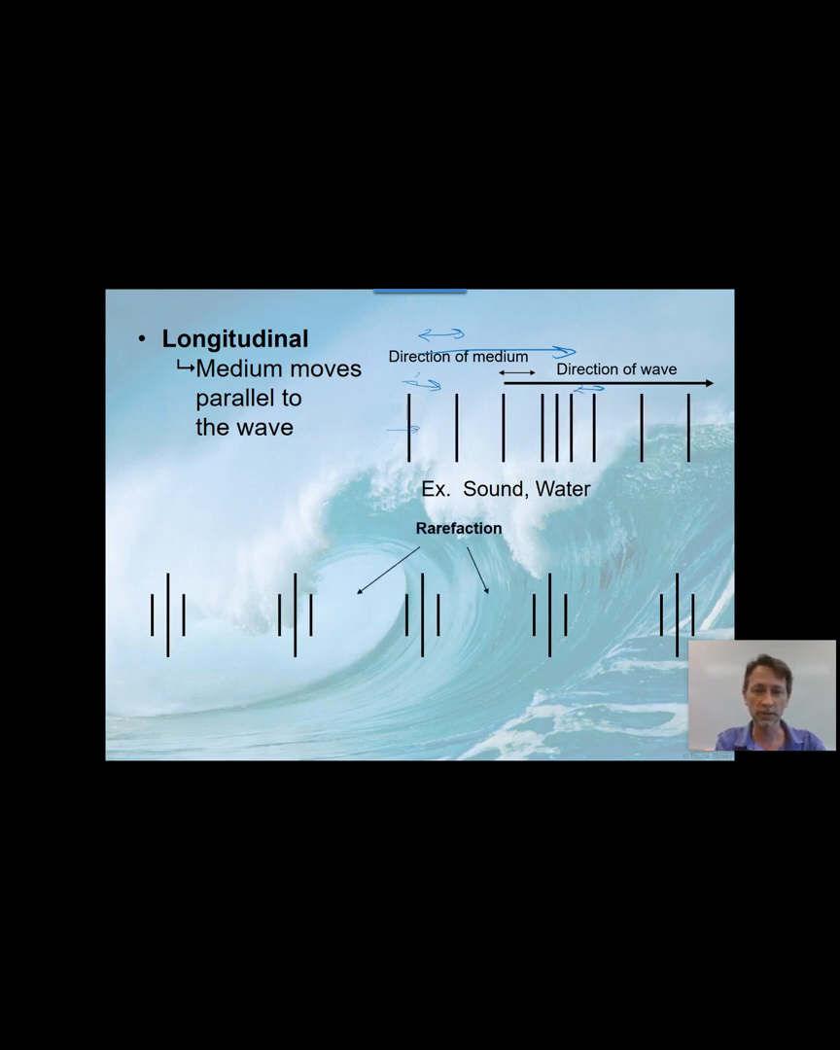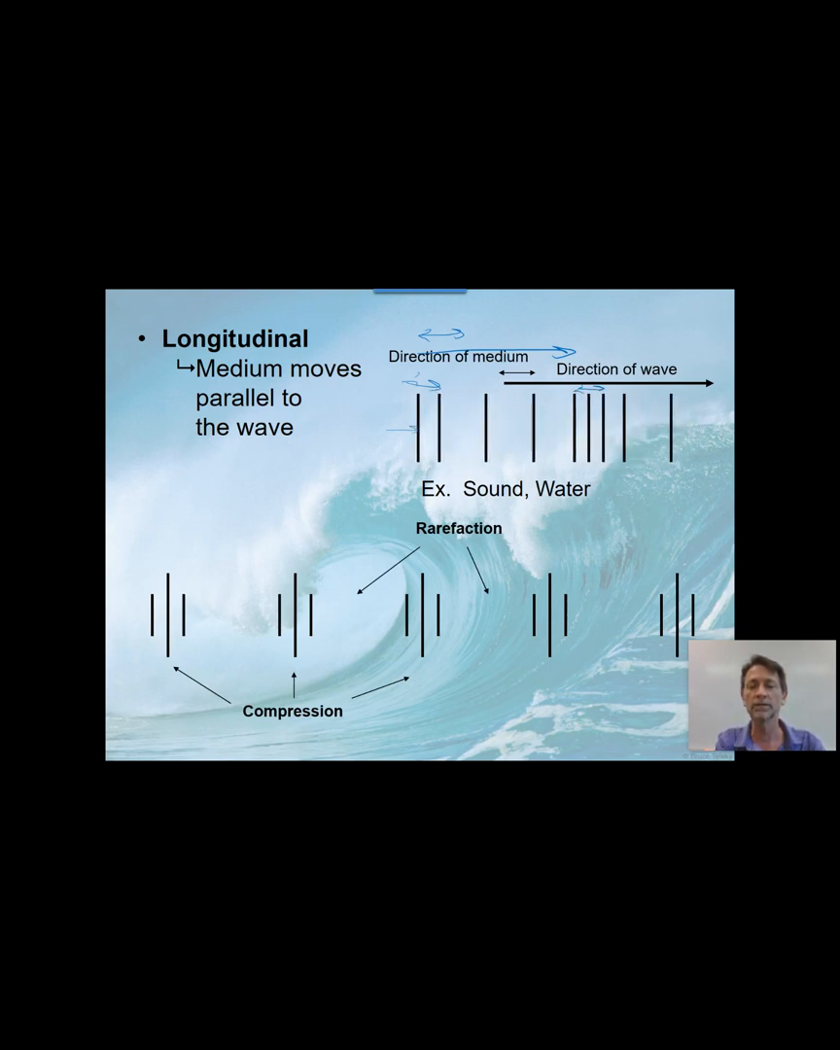Well, those clusters that are together are called compressions. And the places where we have the least amount of molecules, that would be called a rarefaction. So the molecules are rare at that point, just a way to remember it. And the molecules are compressed at this point. So you can see right now, a compression starts moving all the way across the simulation there. And then followed quickly behind it is a rarefaction, where there's a gapping of the molecules that you can see from that. And those are the two parts of a longitudinal wave.